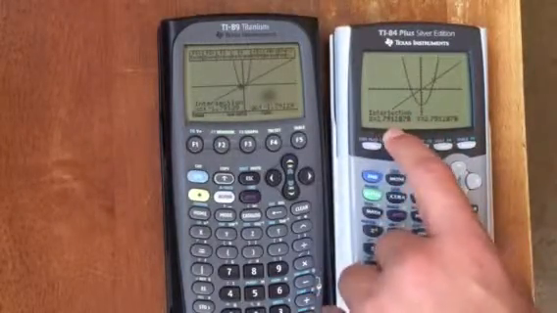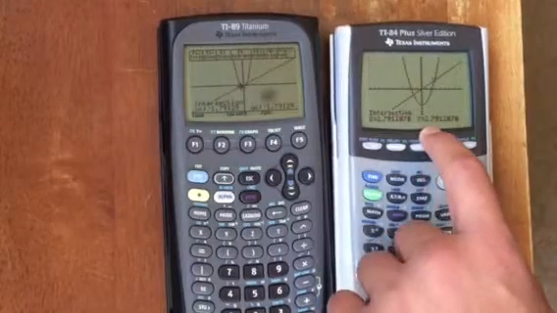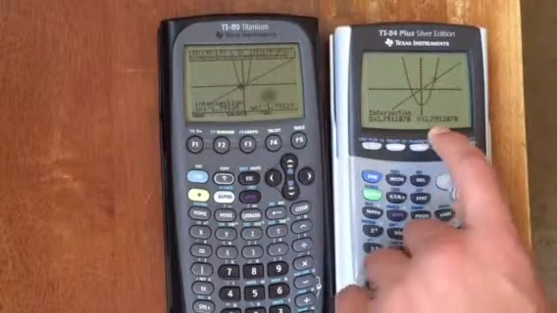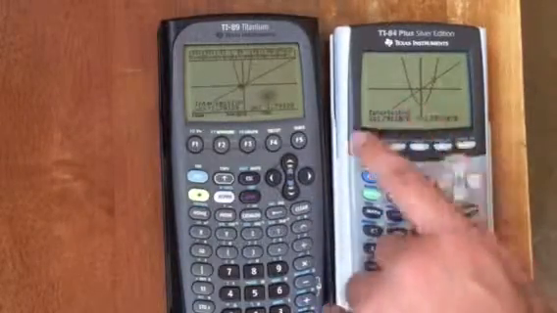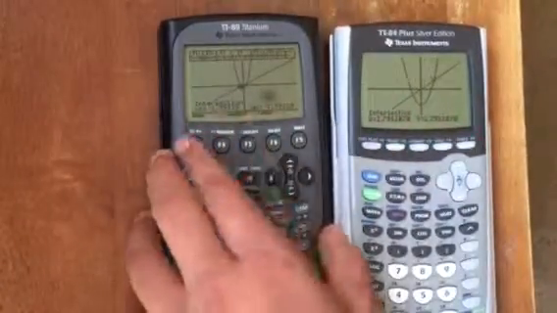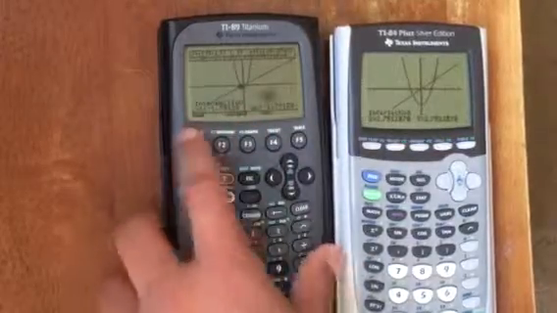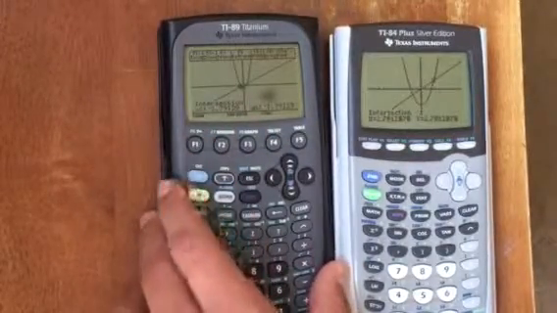Positive 2.7912878, comma 2.7912878. So it's going to be the same x and y on both sides, like it was for the first intersection. Hopefully it's going to be on the same for the TI-89.